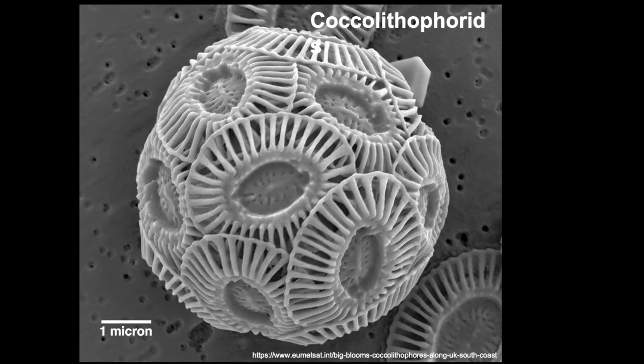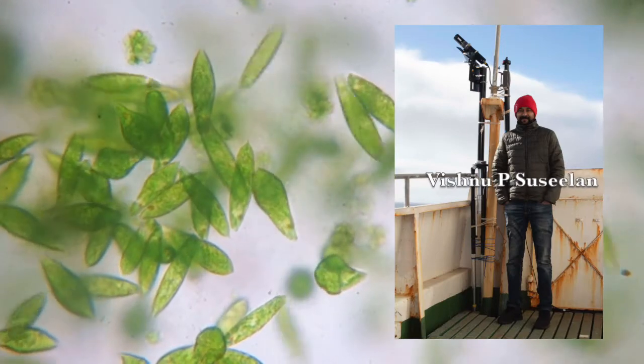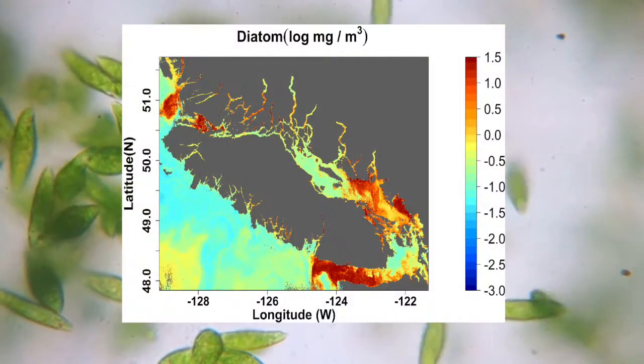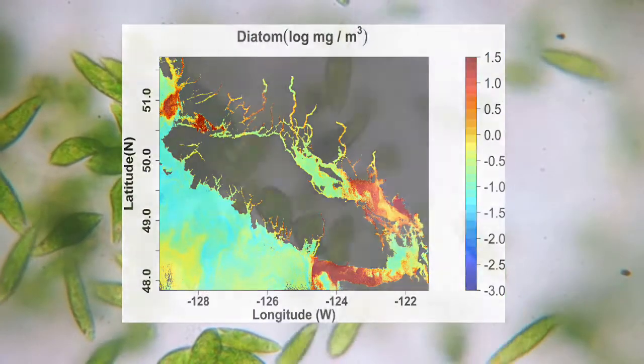In this regard, PhD candidate Vishnu P. Susilan is combining ocean color and HPLC pigment data to derive phytoplankton functional types across the British Columbia coastal waters.